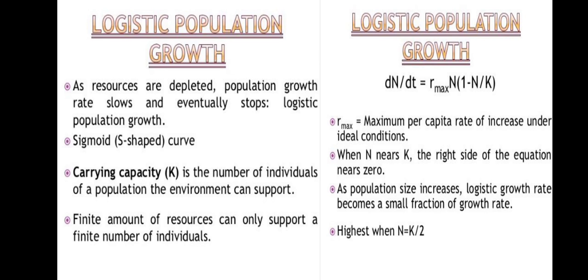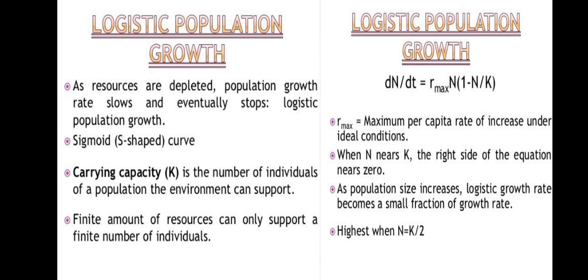Then we see logistic population growth. As resources are depleted, the population growth rate slows and eventually stops. Logistic population growth is a sigmoid curve. It is an S-shaped curve, which is why it is called a sigmoid curve. Carrying capacity is also known as K. It is the number of individuals of a population the environment can support. A finite amount of resources can only support a finite number of individuals.